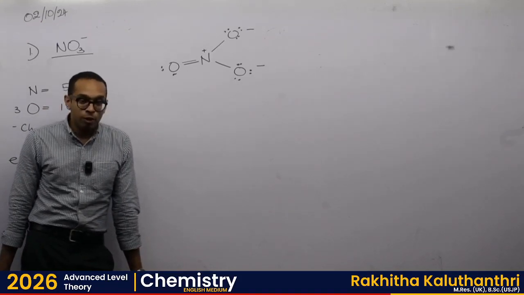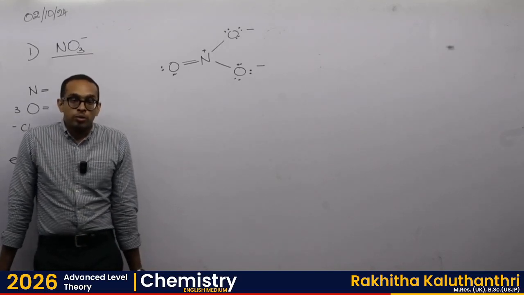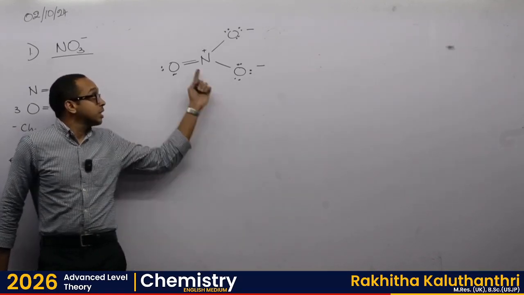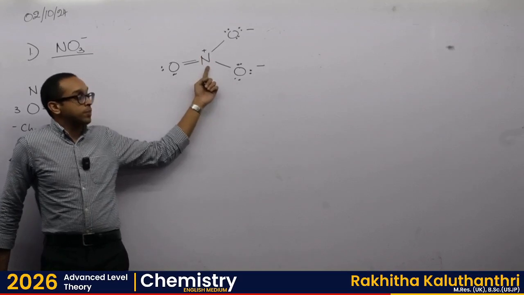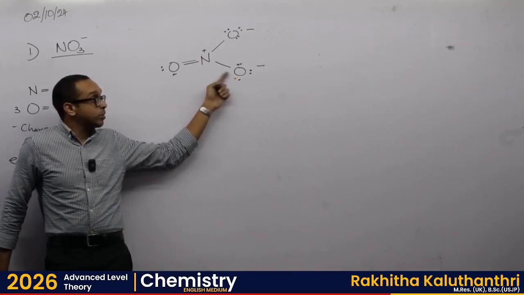Second period elements have only 2 energy levels. In the second energy level, it can hold only 8 electrons, right? So that means it can't exceed. Now each of these bond electrons, where are they held? It is present in nitrogen as well as oxygen.